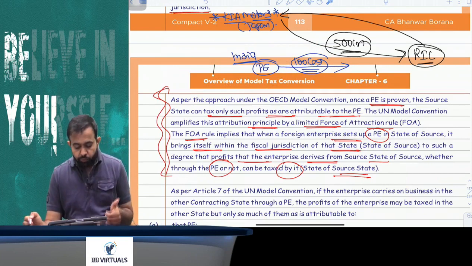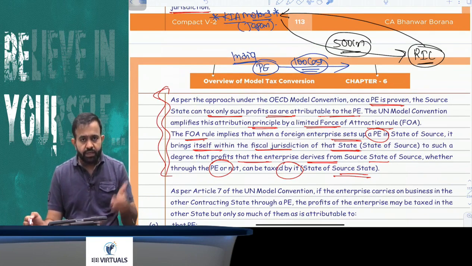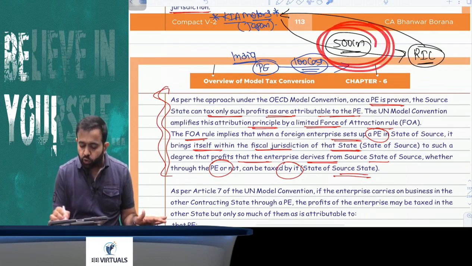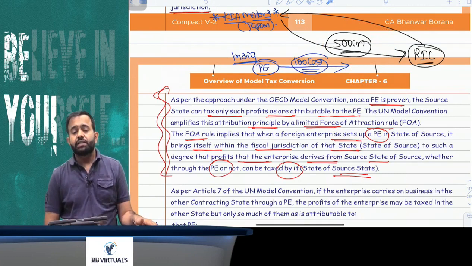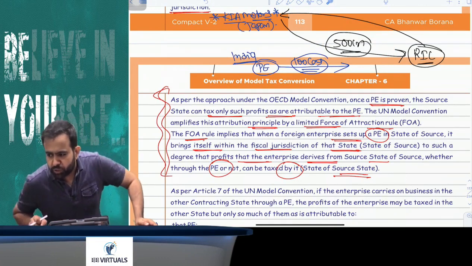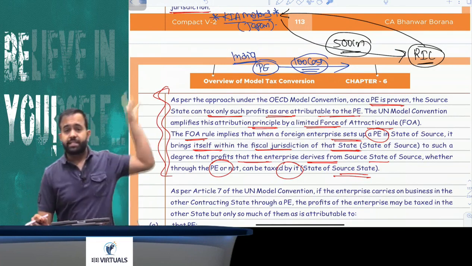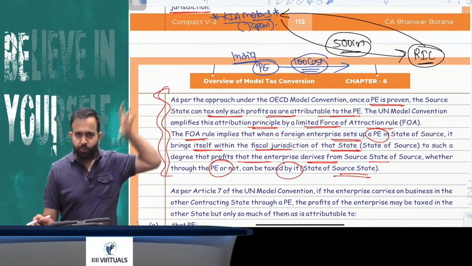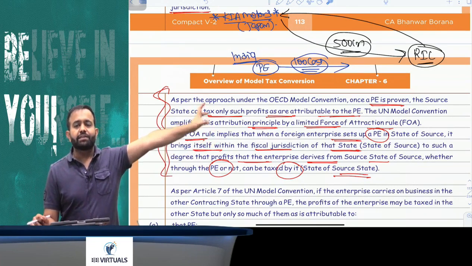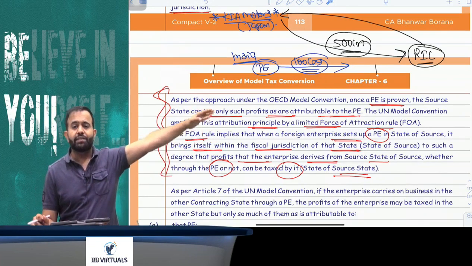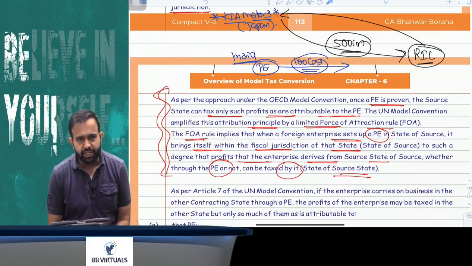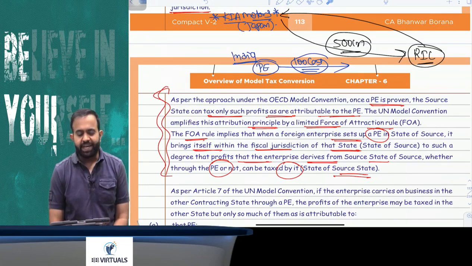But the UN model says that income on this 500 car is also going to be taxable in India. That is called the force of attraction rule. Force of attraction rule means if any PE is established in any country, then whatever business activity is done with that country, income from that activity directly from the head office will also be taxable in India. That is called your force of attraction rule.